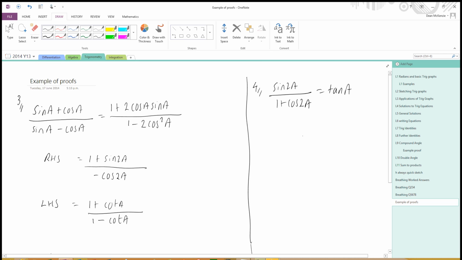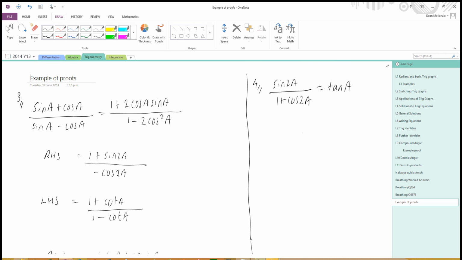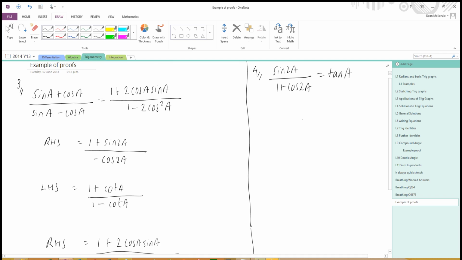The first trig proof that I'm going to go through is question 3 of the sheet of trig proofs, and that is sin A plus cos A over sin A minus cos A equals 1 plus 2 cos A sin A over 1 minus 2 cos squared A.